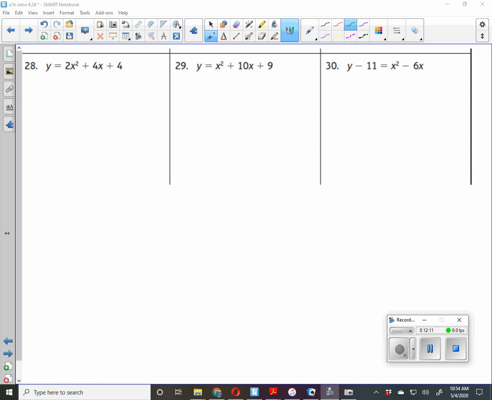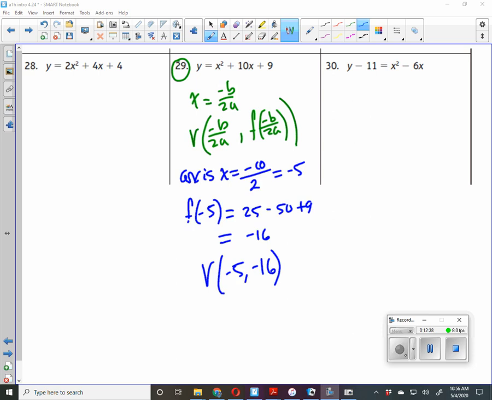Lastly, in case you need it, what if it is in standard form? Remember, you have a formula that says x equals -b/2a. So your vertex is -b/2a, comma, f of -b/2a. Go ahead and try this and I'll give you the answer. And this is just to remind you that you can find your axis of symmetry, then plug it back in and find your vertex. Good luck.